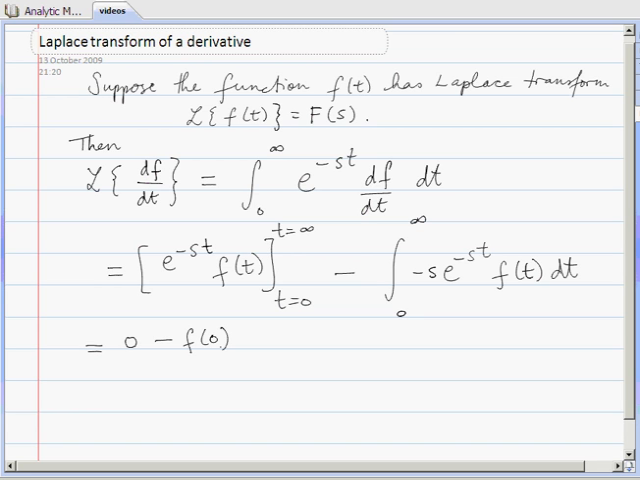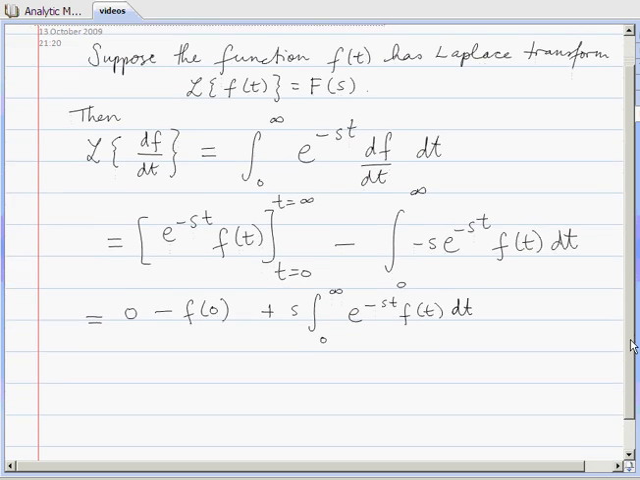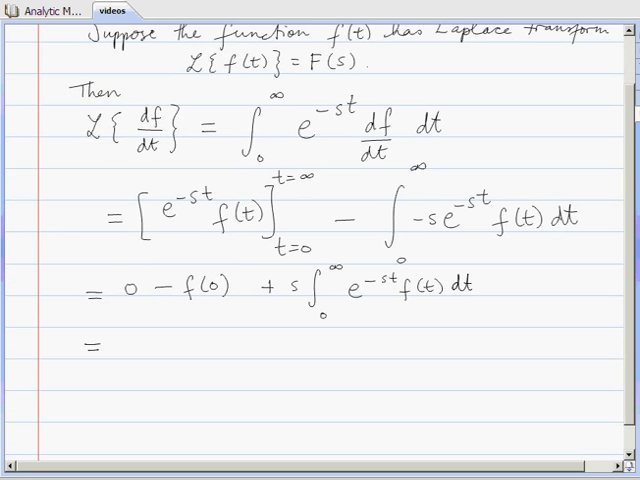Then over here, taking the factor of minus s outside of the integral will give us plus s times the integral from 0 to infinity e to the minus st times f of t dt. There's minus f of 0 plus s. But what is this integral here that we're looking at? Well, this is nothing other than the Laplace transform of the function f itself. And this is the required result.